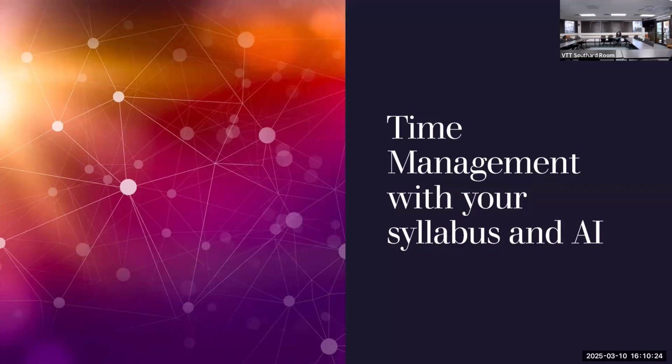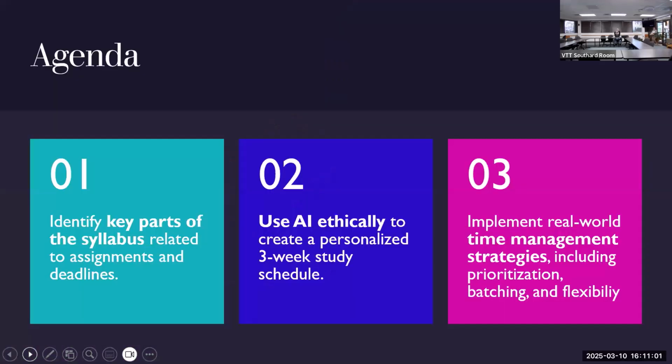So what we are doing today is time management using our syllabus from classes, and then we're going to use ChatGPT, that's our AI system for the day, to create a schedule for us so we know when we need to study and how much time we need to do each assignment. Our goal today is to get 3 weeks of scheduling done. So we're going to take a look at our syllabus, and you might want to go ahead and pull up your syllabus on your computer.